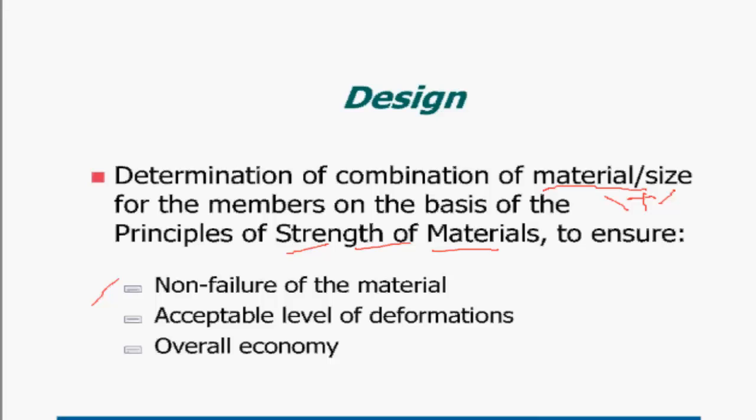The third item from the design, as we discussed, is overall economy. So our design should be economic. I cannot choose big sections. Okay, the section may cover the load, but it is not economic. The engineer needs to ensure safety and the acceptable limit, and also to be economic. So you will choose the optimum section in design.